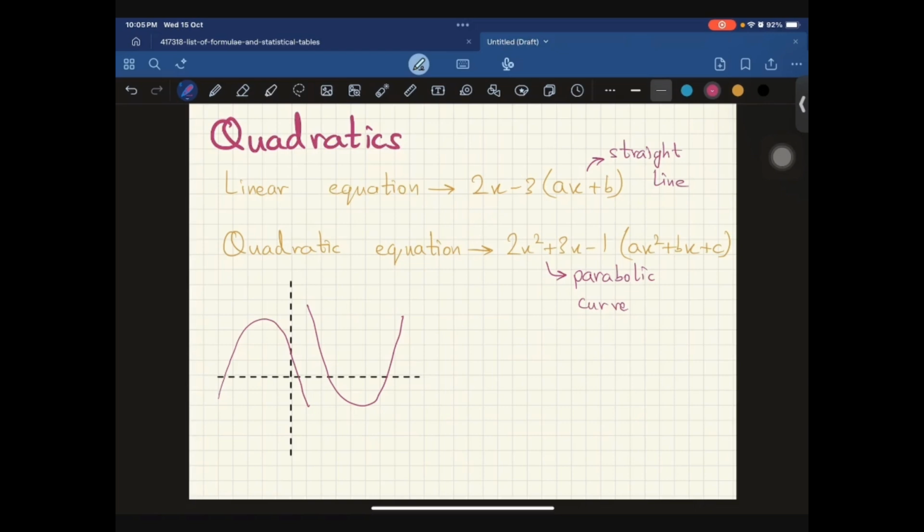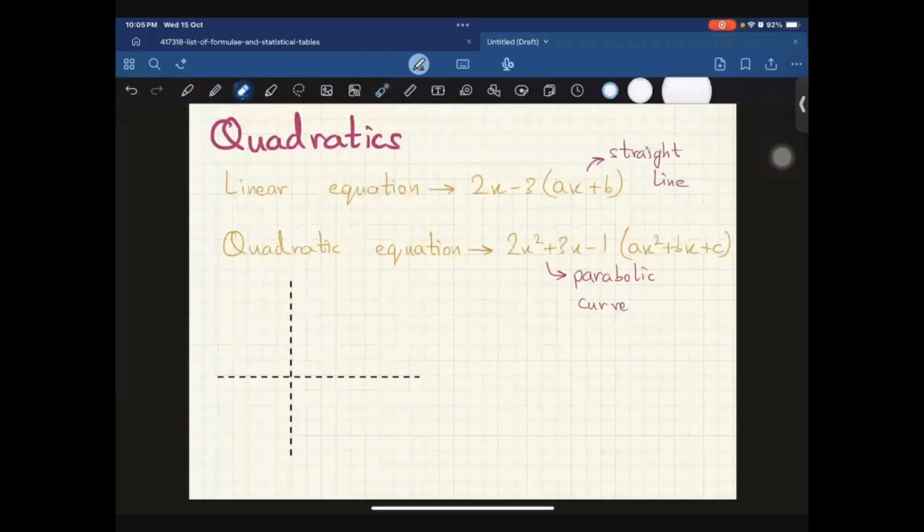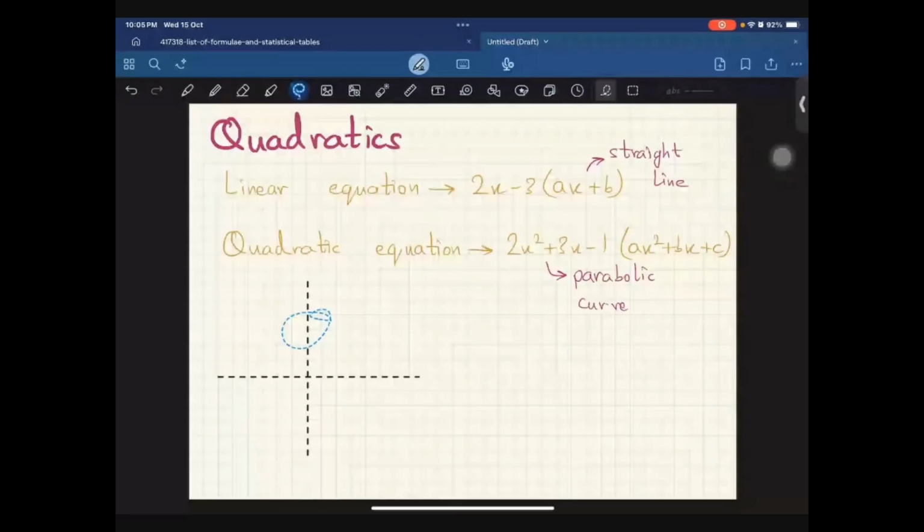So there are a few important parts of a quadratic curve. Okay, so we'll keep both of them side by side. So one can be like this, and then the other can be like this. I like to call the right one the happy face curve.